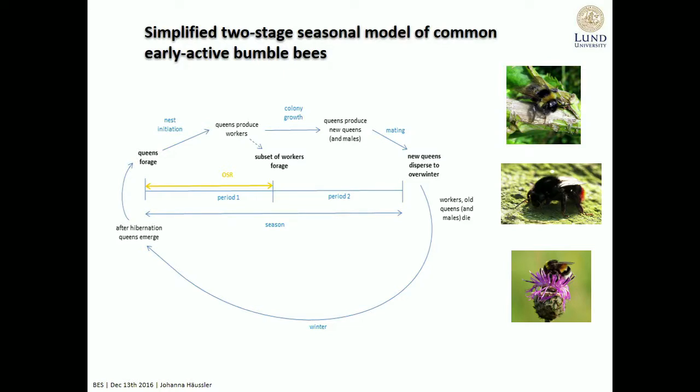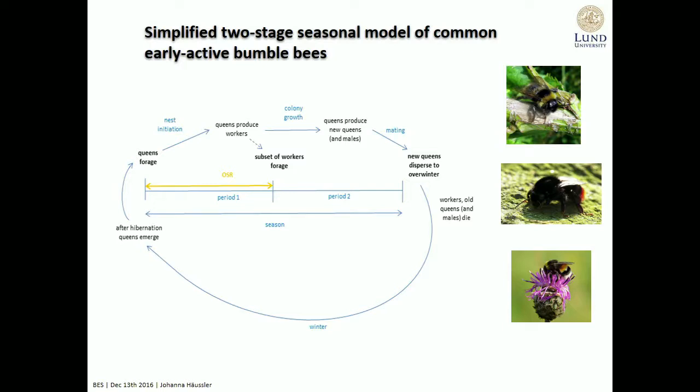At the beginning of the season, the queens start to forage when oilseed rape is flowering. During this period, they start to produce workers. After the flowering peak of oilseed rape, a subset of workers starts to forage, and the colony is growing. Based on the amount of resources that the workers have foraged in this period, the queens start to produce new queens and males, which we, however, neglect in our model. At the end of the season, the new queens disperse to overwinter, and the workers, old queens and males die.